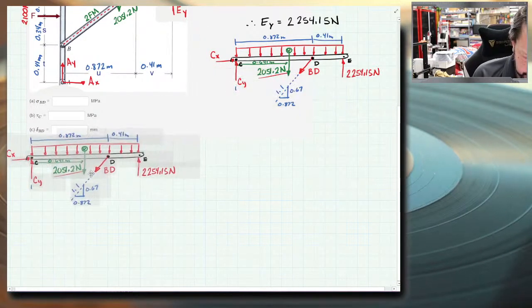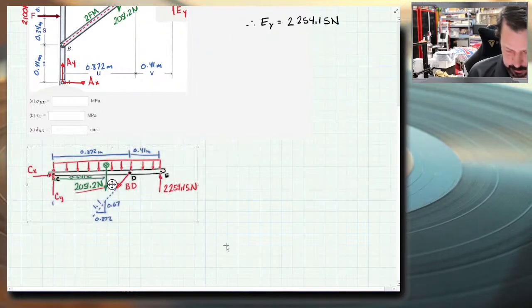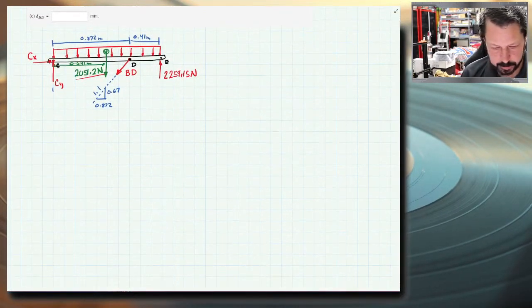I'm going to move it over to here. Okay. All right.